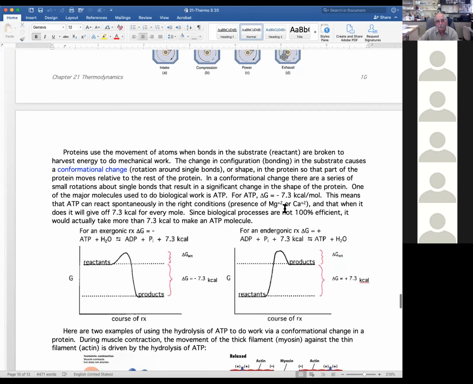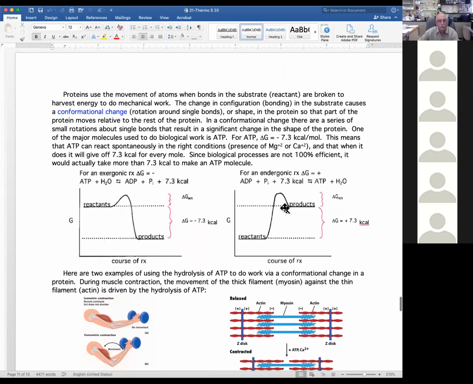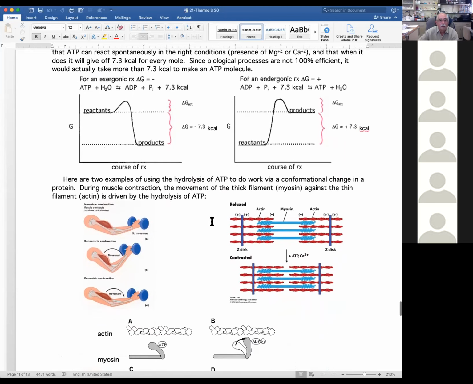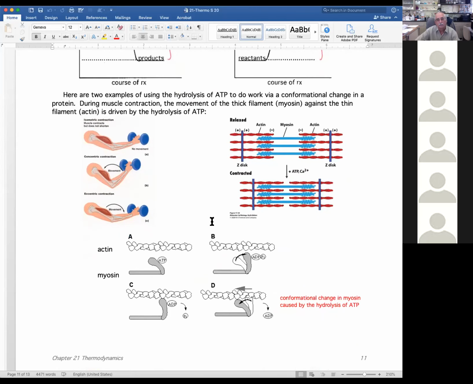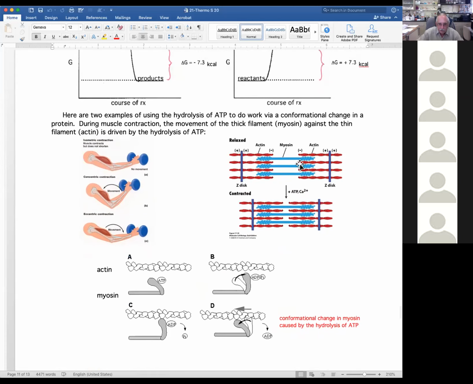And it's not that different in a protein. Oftentimes we will use ATP, and if you notice, for ATP the delta G is negative 7.3 kilocalories per mole. So here's one of the machines, skeletal muscle. Here's the thick filament, which is the myosin, and here's the thin filament. You look at the two Z bands right here, they're far apart.